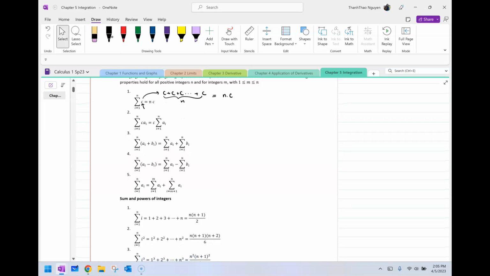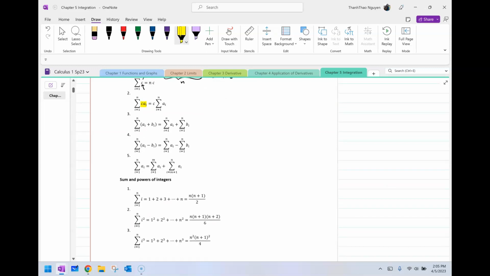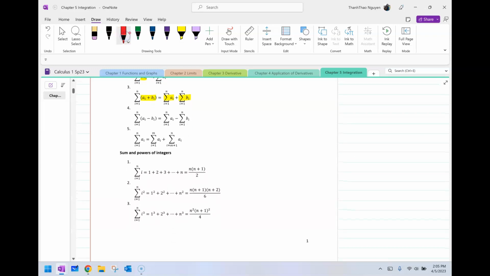If we have a constant multiplied with a term, then we can factor out the constant. The summation of the sum of two sequences equals the sum of each sequence added together. Similar for subtraction. Now the next thing, I want to pay more attention to. Here we split the sequence into two separate ones. So if the first ends at m, then the starting point of the next summation is m plus 1.